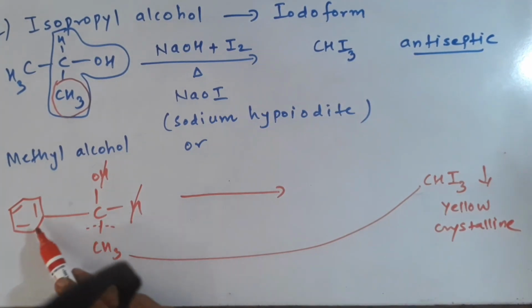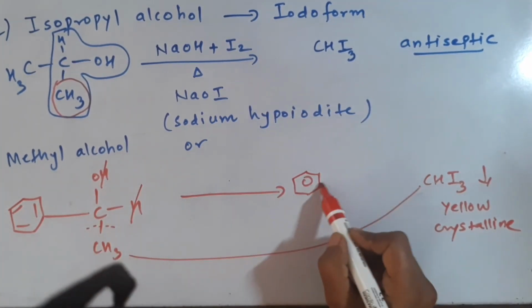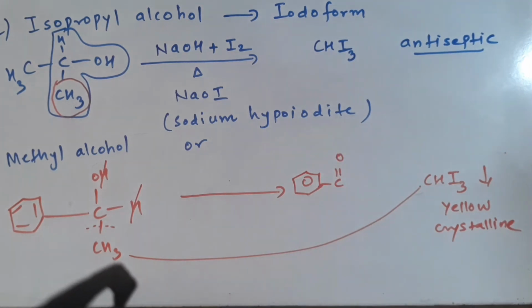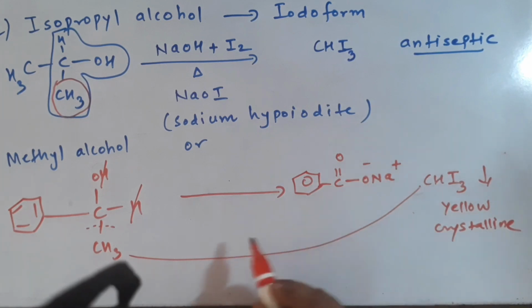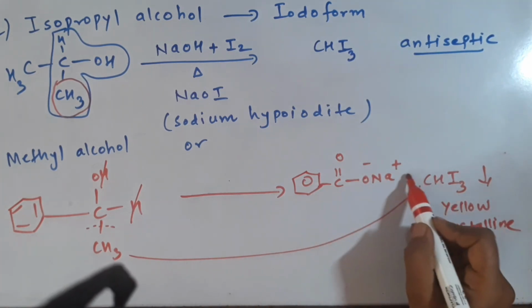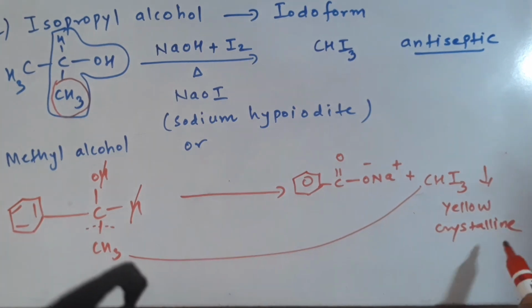Okay, and what happens to this big part? Benzene with C double bond O. What are you going to do? You have to write ONa. Okay, so you get sodium benzoate, which is a food preservative, and you get iodoform, which is an antiseptic.